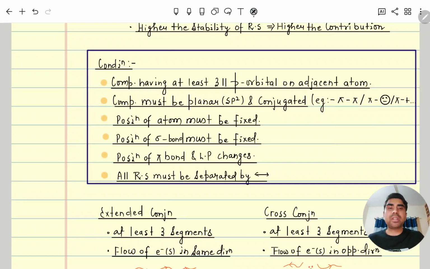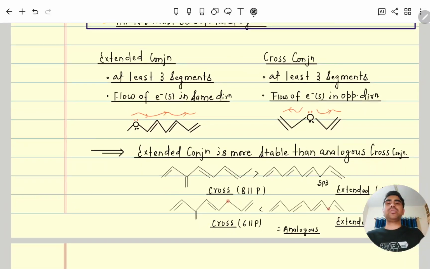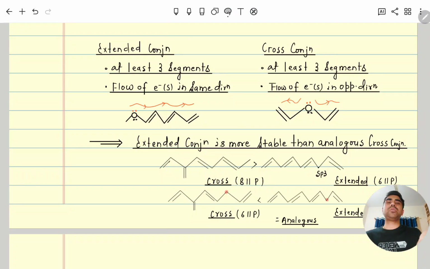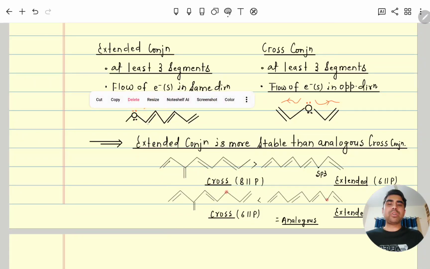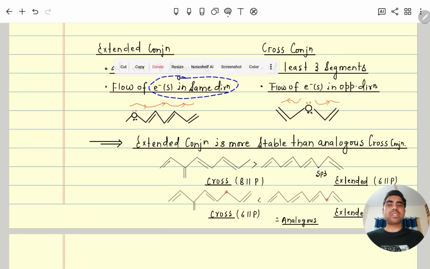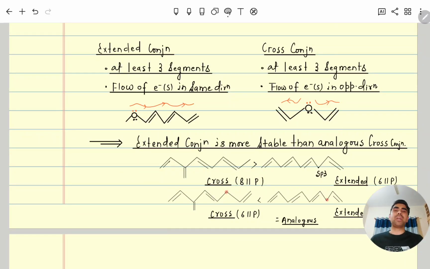Next, another thing you can see: extended conjugation versus cross conjugation. Extended should also have 3 segments. 3 segments means lone pair, double bond, and one more double bond. So this is the 3 segments. Similarly, here also it must have at least 3 segments. Here the differentiating point is the electron density: the electron density moves in the same direction, whereas here the electrons move in opposite directions.